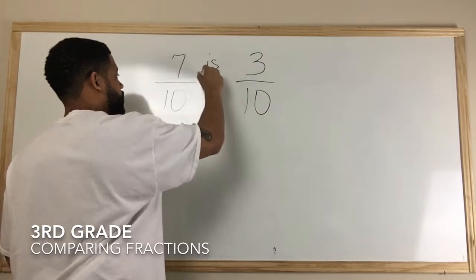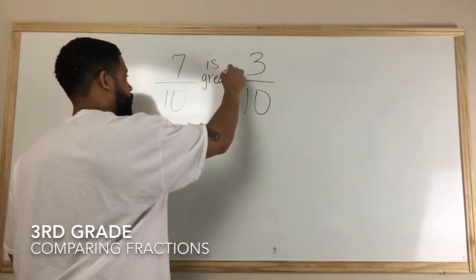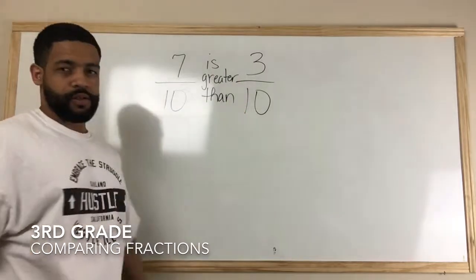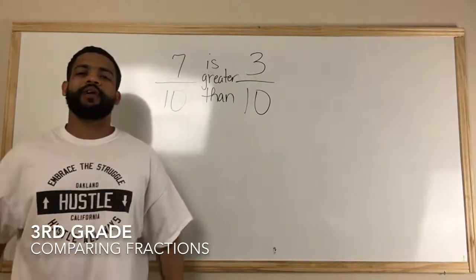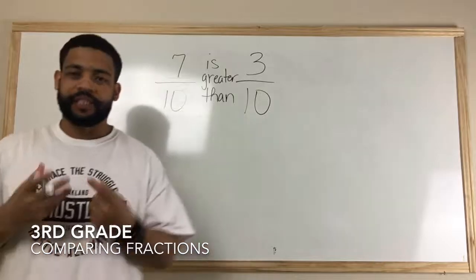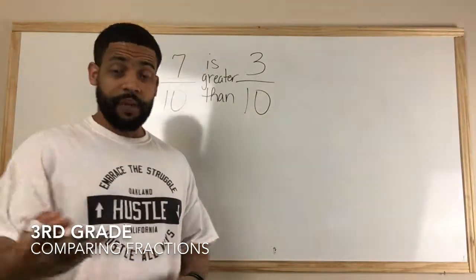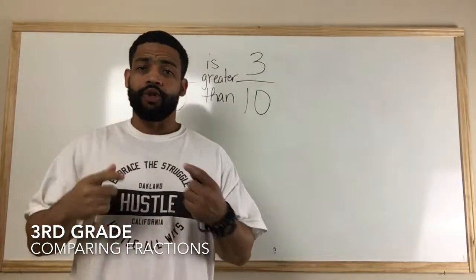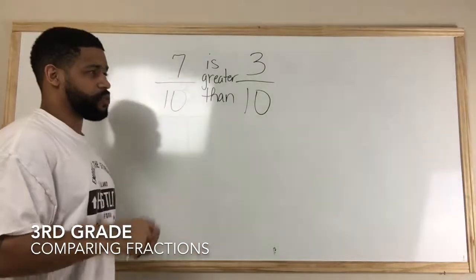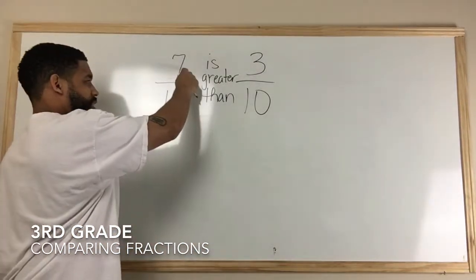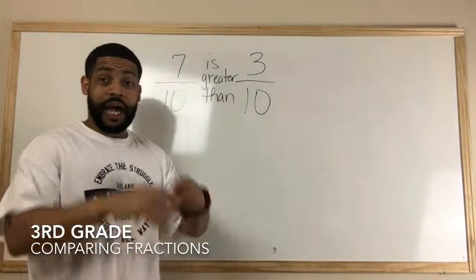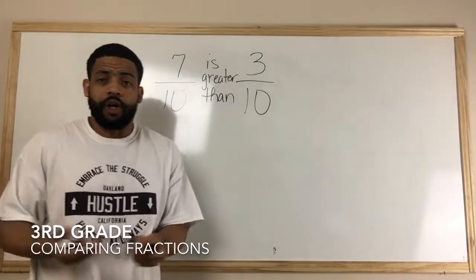So if I have 7 equal-sized pieces compared to 3 equal-sized pieces, then we know that this is greater than 3/10. Okay? So students need to know how to compare the size of fractions that have the same denominator, or compare the size of fractions that have the same numerator. And just an explanation, what happens is 7 out of the 10 pieces takes up more space than 3 out of the 10 pieces of a whole.